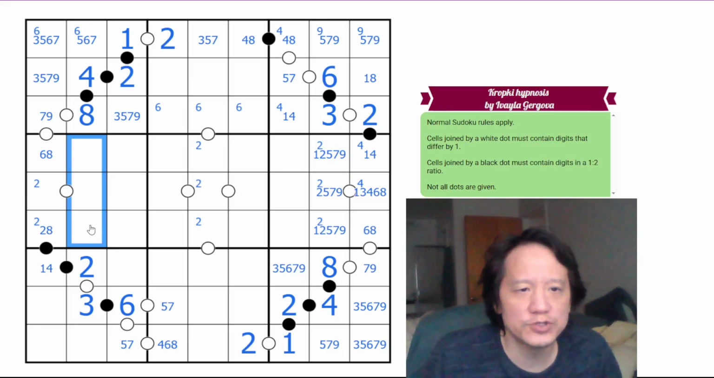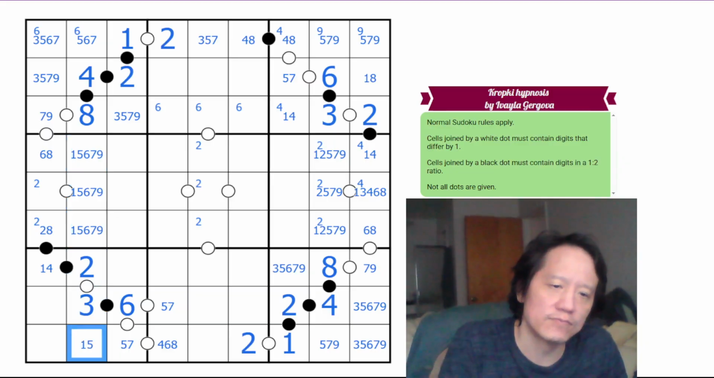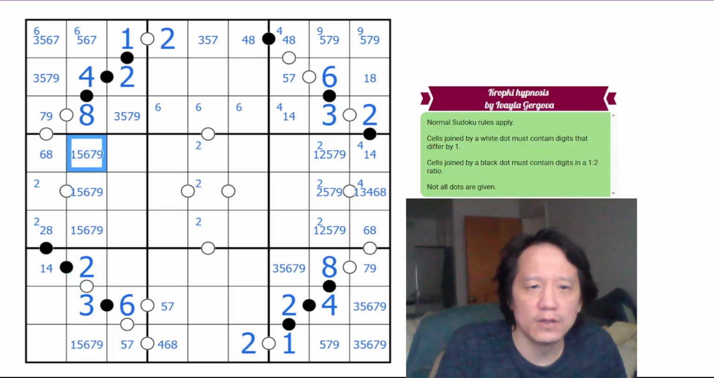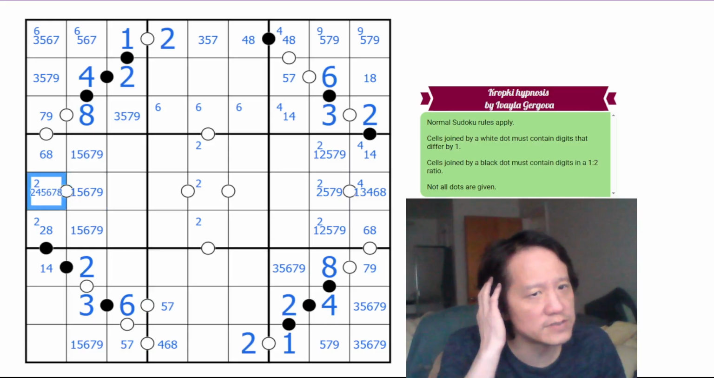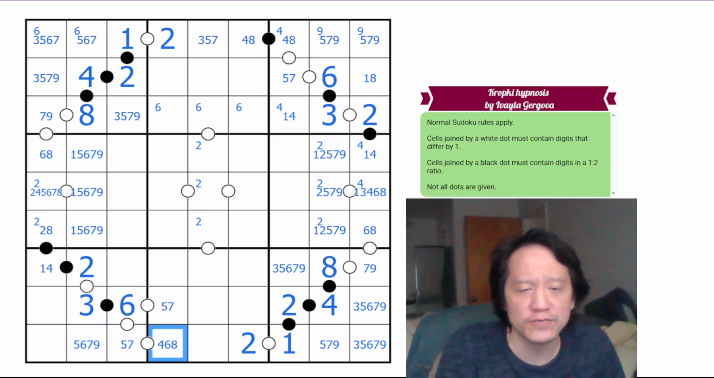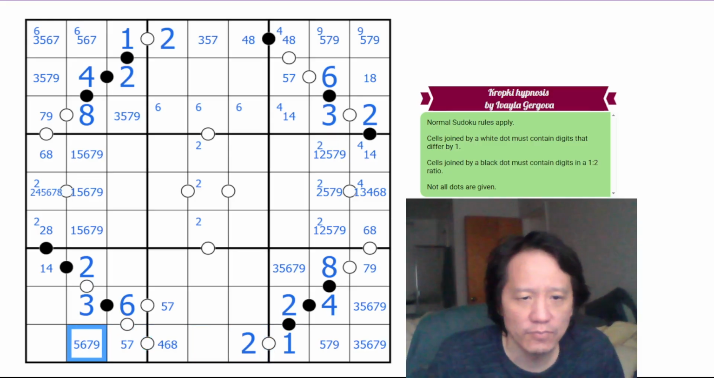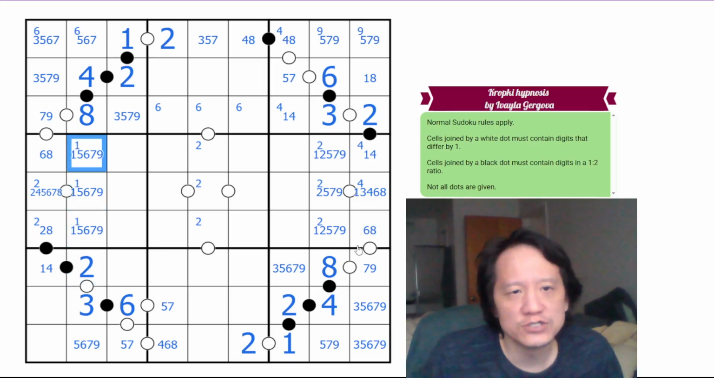Remaining digits in column 2. We have what? 1, 5, 6, 7, 9. If this is 1, that would be 2. If it's 5, it would have to be 4 or 6. If it's 6, it would have to be 5 or 7. If it's 7, it's 6 or 8. And if it's 9, that has to be 8. Okay, this can't be 1 because of the 1 in the row. That means in column 2, where is the 1? It must be one of those 3 digits.